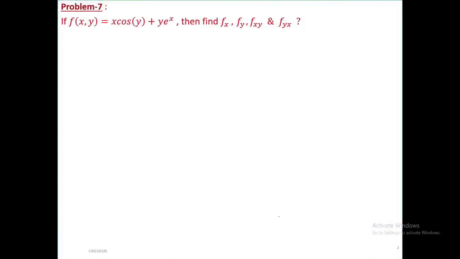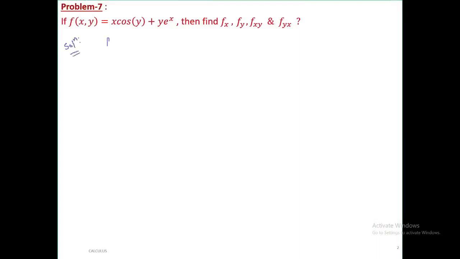Problem number 7. Let us find the first order partial derivatives and second order partial derivatives, where f is x cos y plus y e power x. So these are the first and second order partial derivatives.